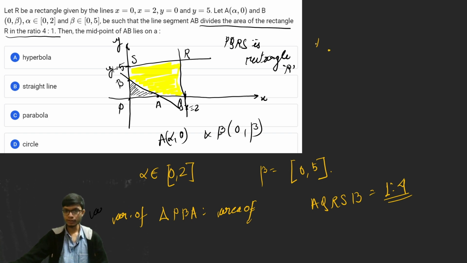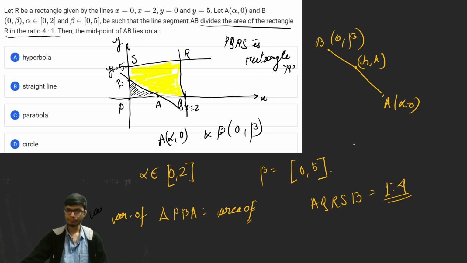Say this is point B and this is point A, that is (alpha, 0), and point B is (0, beta). What will be the midpoint? Let me write the locus of the midpoint as (h, k). After all, we have to find the locus, because it is asking what particular curve the midpoint of AB lies on.